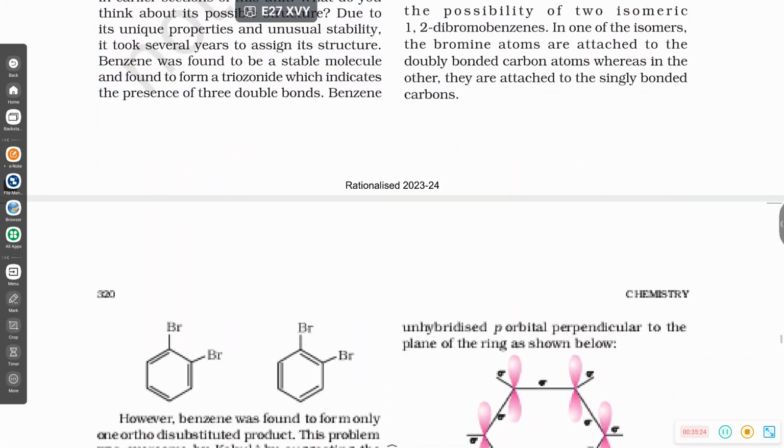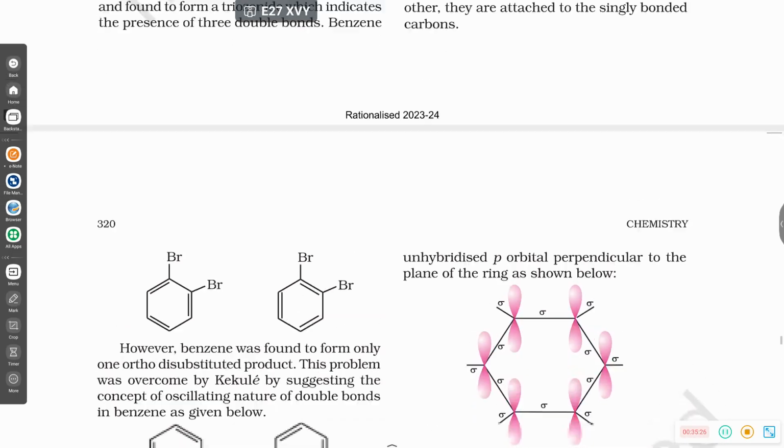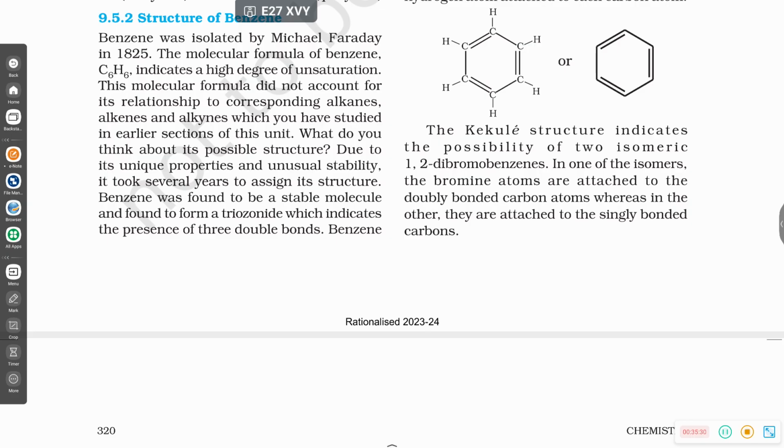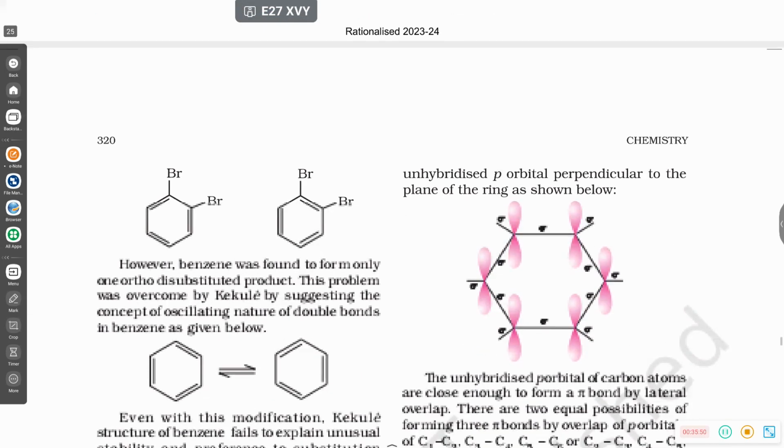There are so many types of structures that are not given here, but the important point is that the normal modus operandi is the same type of forming. If I am taking bromine disubstitution, the Kekulé structure indicates the possibility of two isomeric compounds. When the substitution occurs, the double bond may occur between them, or the double bond may not occur. Like that, these two types will come.